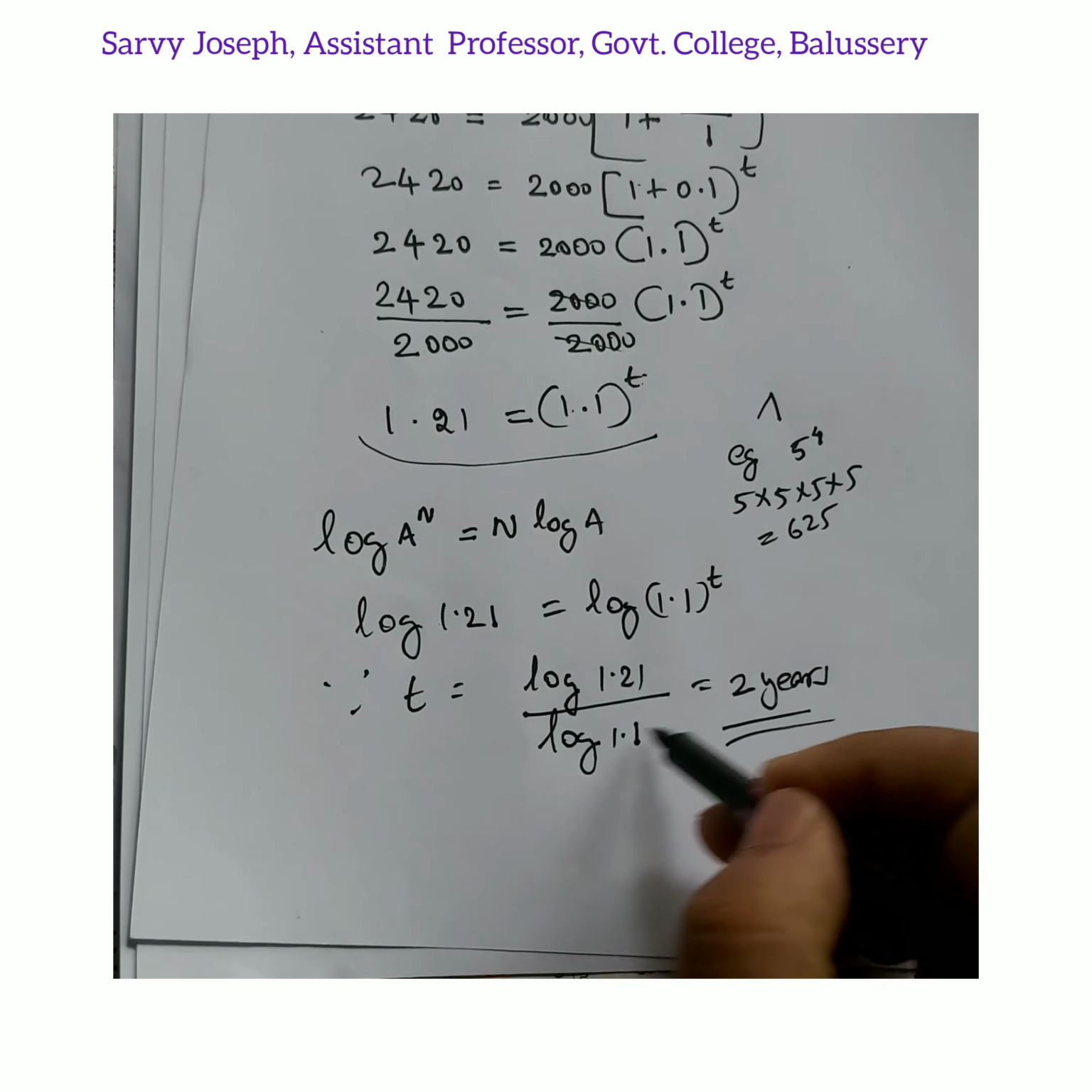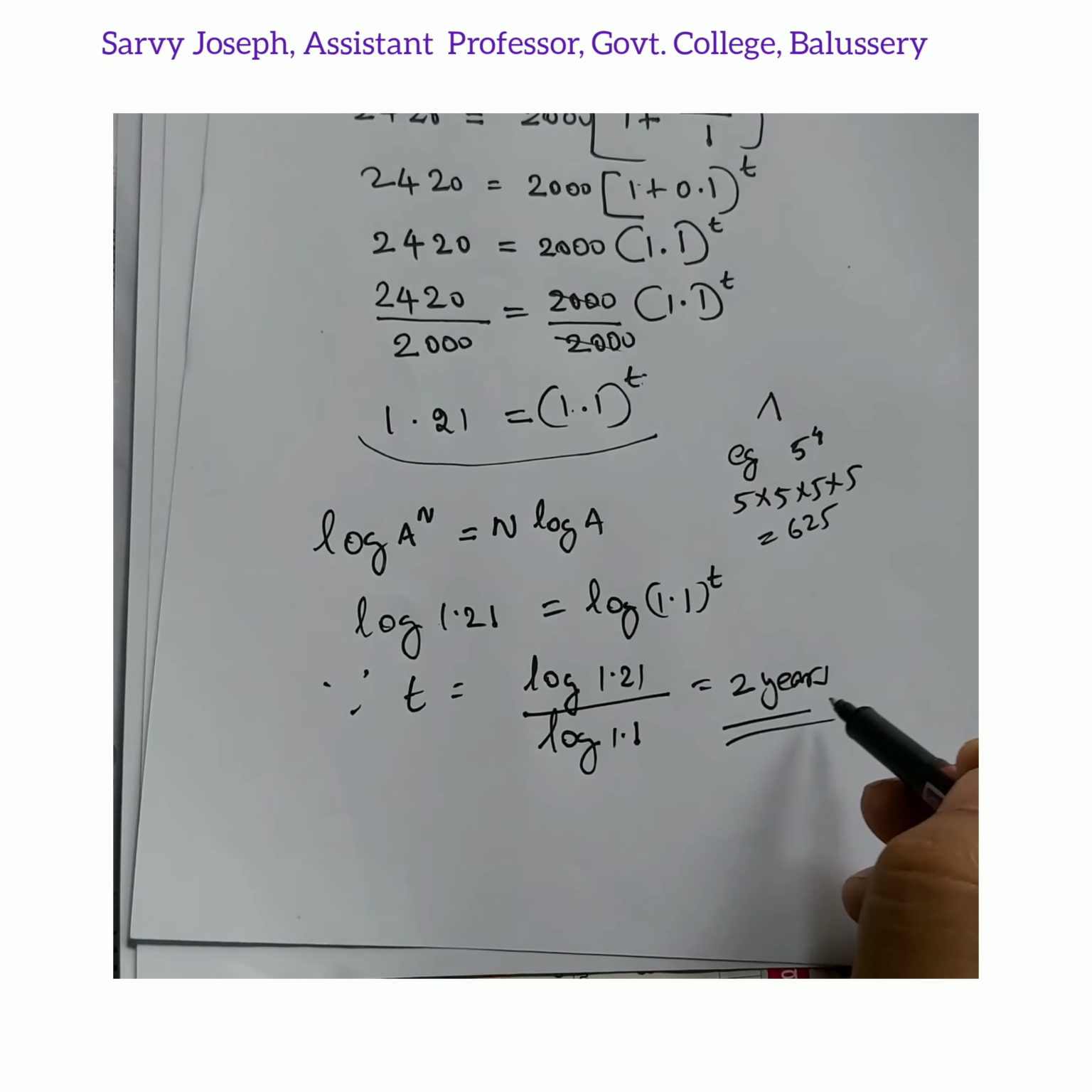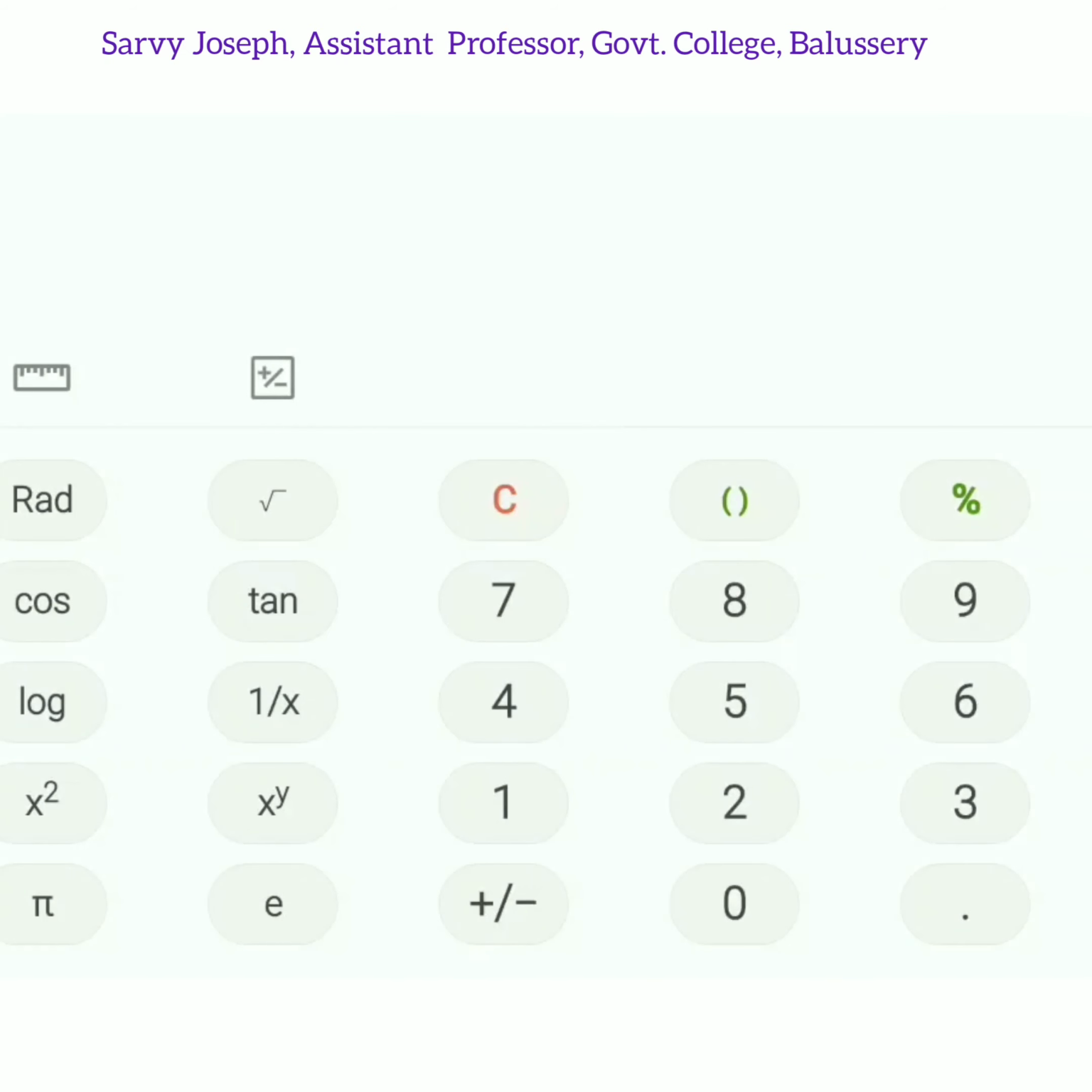You can watch it. Log 1.21 divided by log 1.1. You can see a log symbol in the second column. Press log first. Log 1.21. You may close the brackets. Divided by log. Again press the log. Log 1.1. Close the brackets. Equals 2 years.